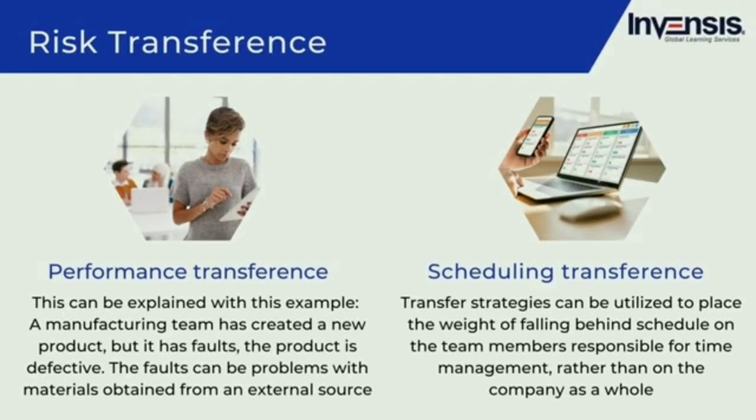First is performance transference. If, for example, a manufacturing team has created a new product, but it has faults, the product is defective. The faults cannot be due solely to manufacturing concerns, but rather to problems with materials obtained from an external source. Or, the company can pass the consequences to the outside vendor responsible for delivering the product materials by demanding the vendor to cover the expenses associated with product faults.